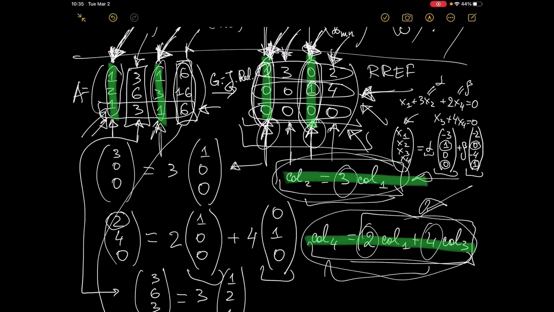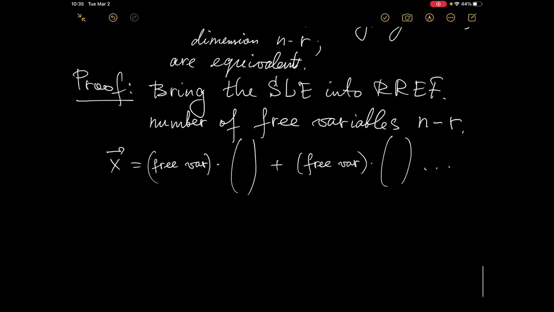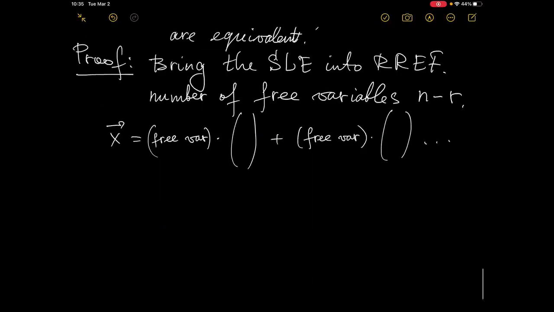Any questions here? Because you will be asked to find a basis for the space of solutions of the homogeneous system. I have a question about what you wrote below for the proof. It says, bring the system of linear equations to reduced echelon form, and then the number of free variables is n minus r. Is that the number of free variables equals n minus r?